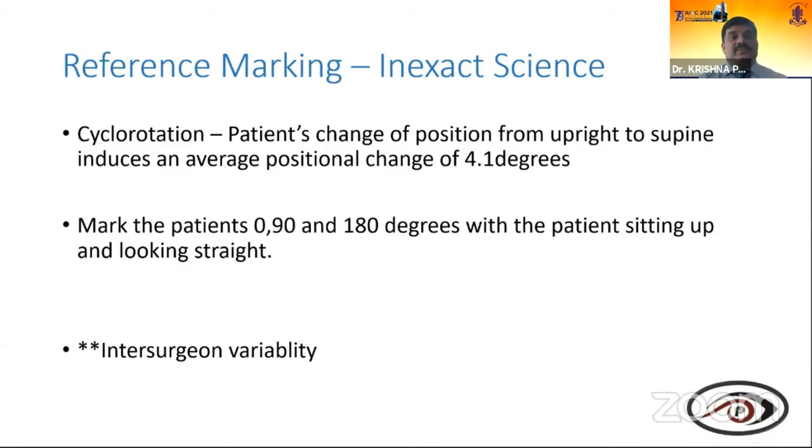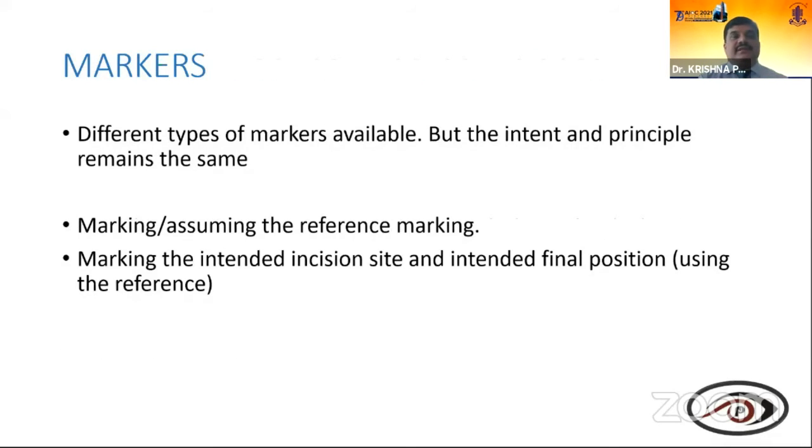So coming to the reference marking, let me say a word or two about cyclotorsion. The patient's change of position from upright to the supine position induces an average positional change of almost around 4.1 degrees. So mark the patient at 0, 90, 180 degrees with the patient sitting up looking straight. There are different types of markers available in the market, but the intent and the principle remain the same. Marking the intended incision site and the intended final position is very, very important.